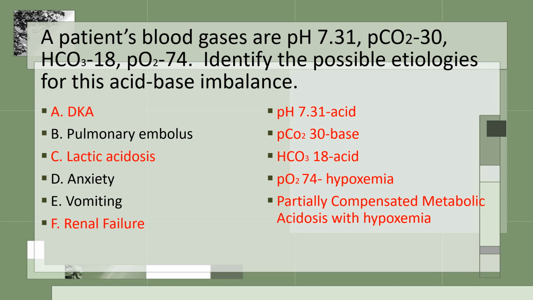Your pH is determining that it is an acid, and that matches your bicarb, which is also an acid. And then when you have the CO2 and the bicarb opposite, that means that you have some compensation there, so it's partially compensated. The etiologies of this metabolic acidosis could be caused by DKA, lactic acidosis, or renal failure.